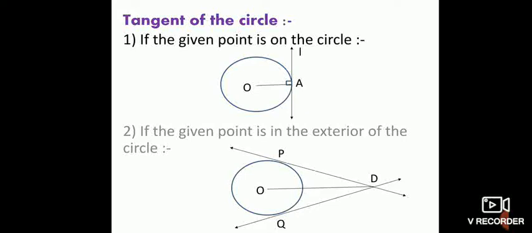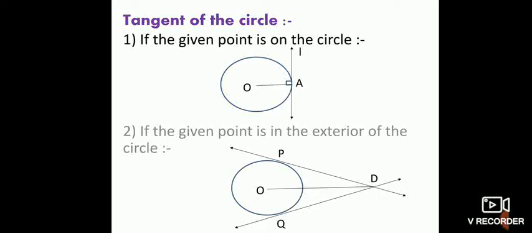Then, if the point is on the circle, then we can draw only one tangent to the circle. म्हणजे जर दिलेला बिंदू वर्तुळावर असेल तर वर्तुळावरील बिंदूतून आपल्याला फक्त एक आणि एकच स्पर्शिका काढता येते. See the figure. In the figure, we have drawn a circle with center O and a line L touches the circle at the point A. The point A is called the point of contact.